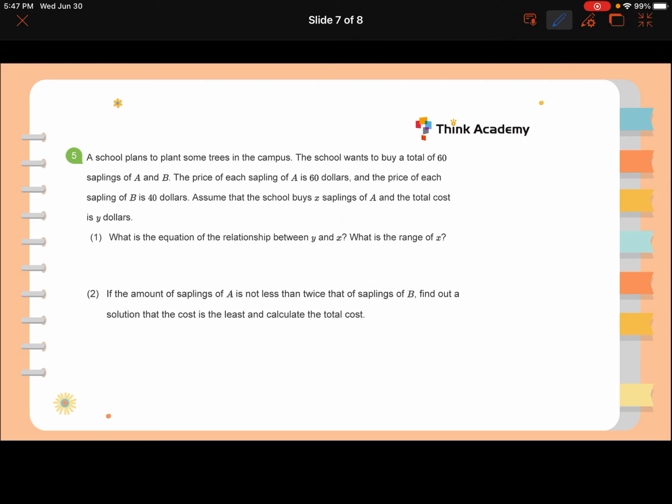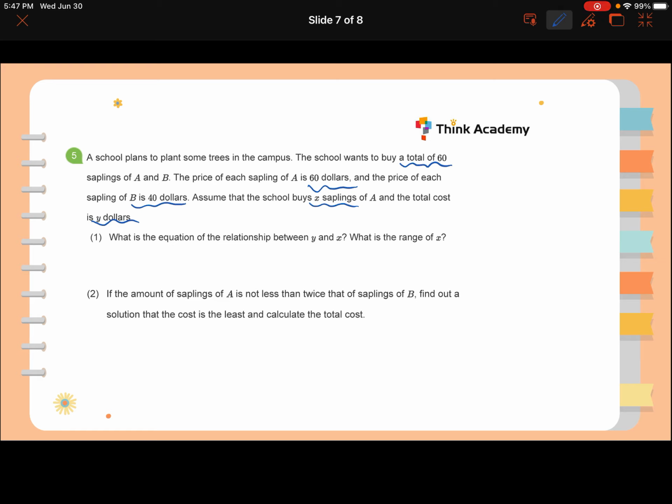A school plans to plant some trees in the campus. The school wants to buy a total of 60 saplings of A and B. The price of each sapling of A is $60, and the price of each sapling of B is $40. Assume that the school buys X saplings of A and the total cost is Y dollars. So what's the equation of the relationship between Y and X? And what's the range of X?